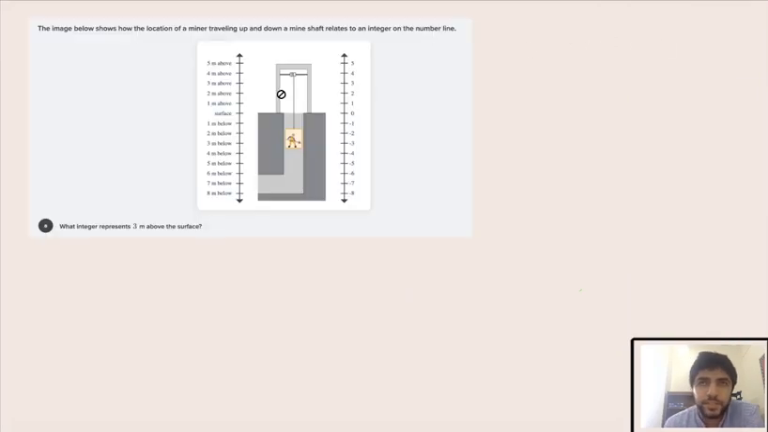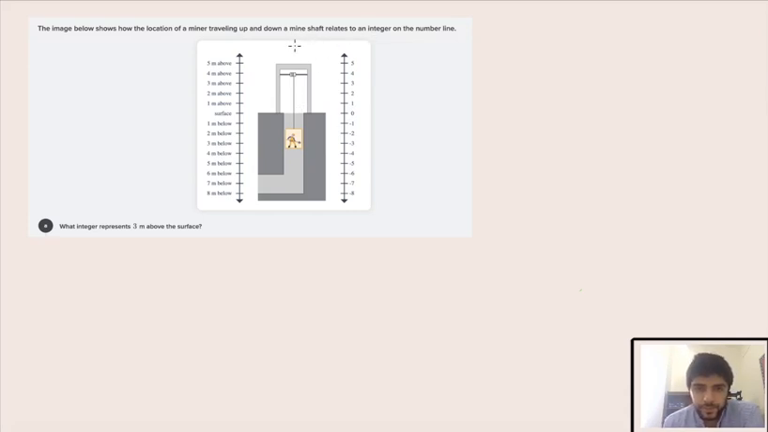All right, now this is the last question. The image below shows a miner traveling up and down a mine shaft. So you can see this miner, and he's going up and down this mine shaft. Maybe he's mining diamonds or something, bringing them up.